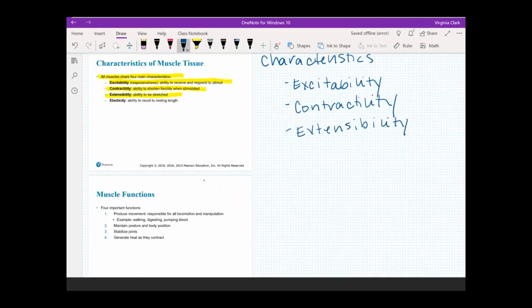So after we've contracted our muscle, we then need to be able to extend our muscle fibers back. That's the characteristic. And then the last characteristic of our muscle tissue is elasticity. And elasticity is that when it's not contracting and when it's not being extended or stretched, it can always go back to its normal resting length. So it has the ability to go either contracted, extended, but always can come back to its normal resting length because it's elastic. So those are the four characteristics of muscle tissue.